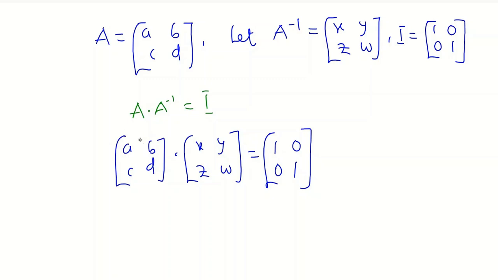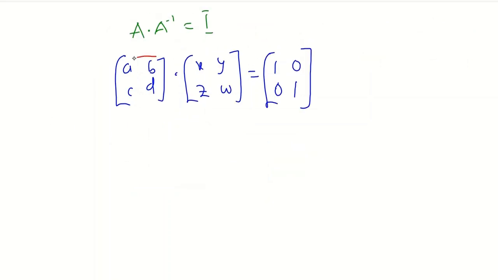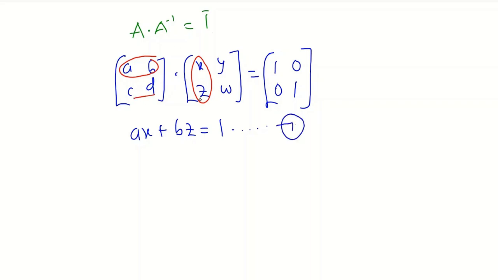When we look at the row a, b, it is going to multiply the column x, z. And when they multiply, we have AX plus BZ is equal to 1. Let this be equation 1. And we can see that the row c, d also multiplies the column x, z, and we have CX plus DZ equal to 0. So we can label this as equation 2.